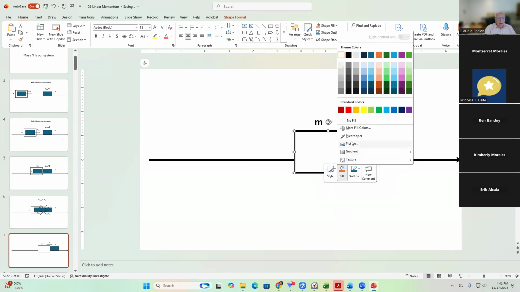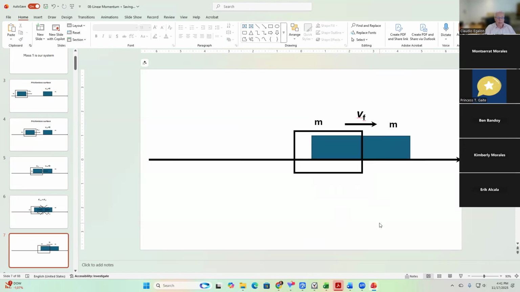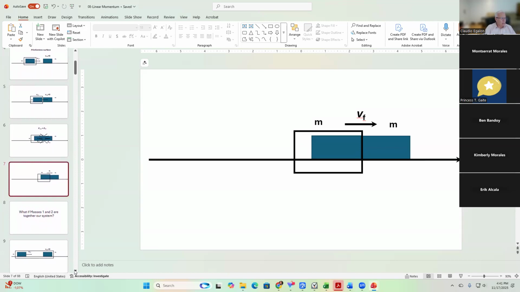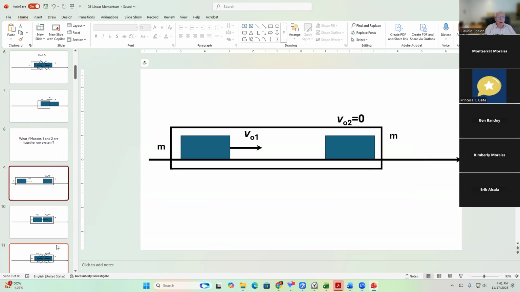But there is a smart way of looking into that so we can solve problems more easily. It's just a matter of choosing your system properly. I chose my system as being mass number 1, and momentum was not conserved after the collision. But if I choose both mass number 1 and mass 2, something else surprising is going to come out of this exercise. Look what's going to happen.